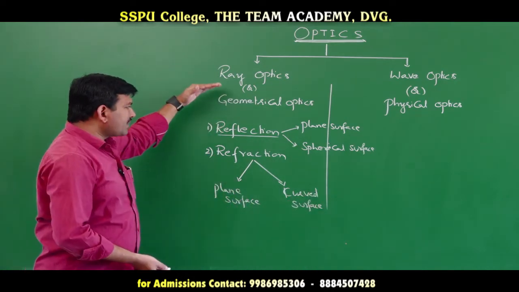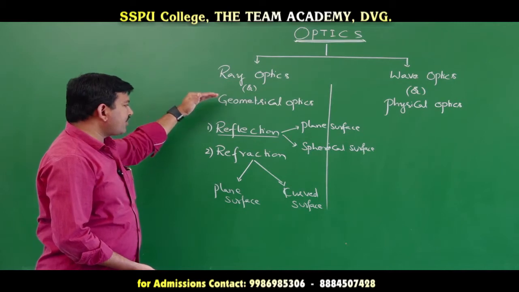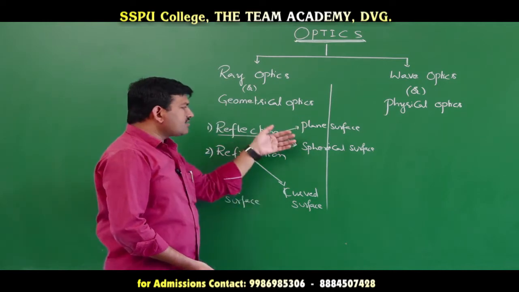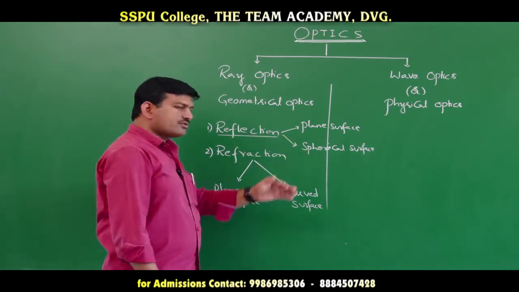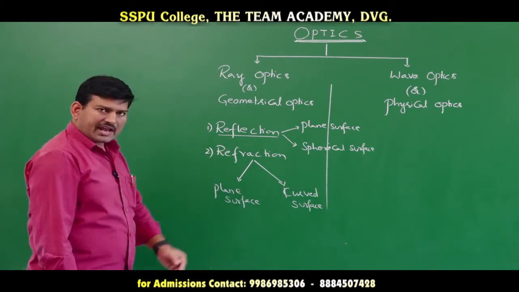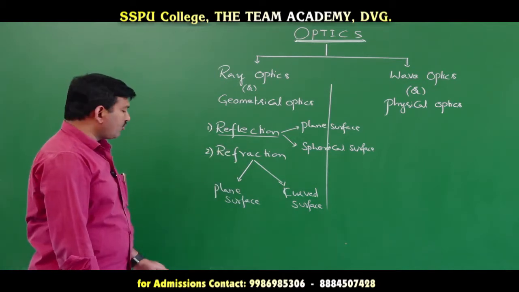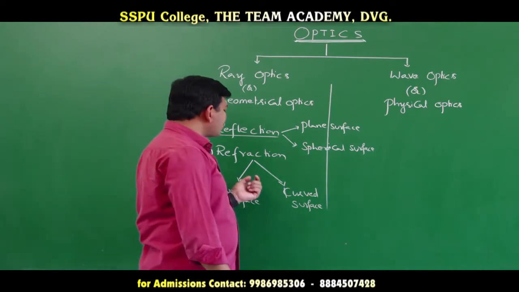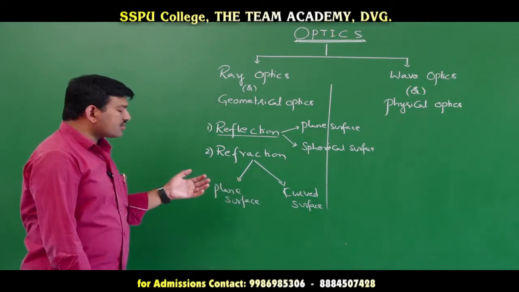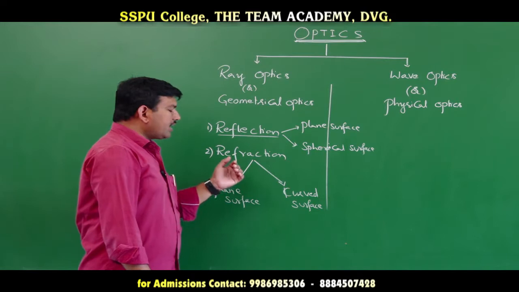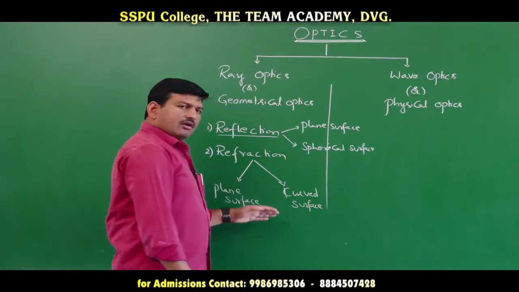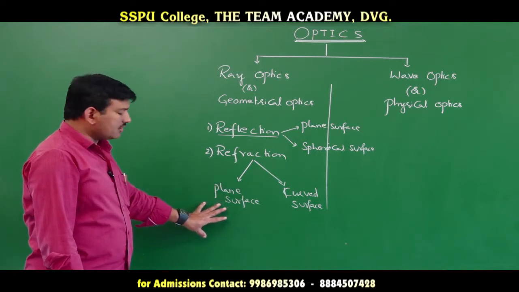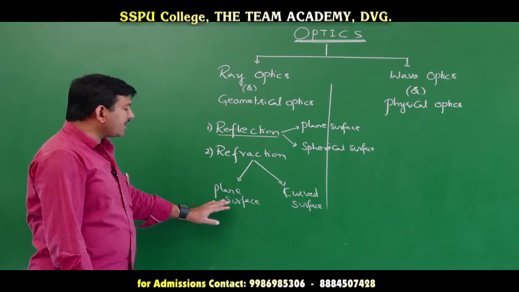So in ray optics what are we going to study? We are going to study the reflection phenomenon, reflection at plane surfaces as well as reflection at spherical surfaces. Later we will study the refraction phenomenon, refraction at plane surfaces and at spherical surfaces. Here we will also study other concepts like lateral shift, normal shift, critical angle, and total internal reflection. Along with these we will also study the human eye as well as the scattering of light.